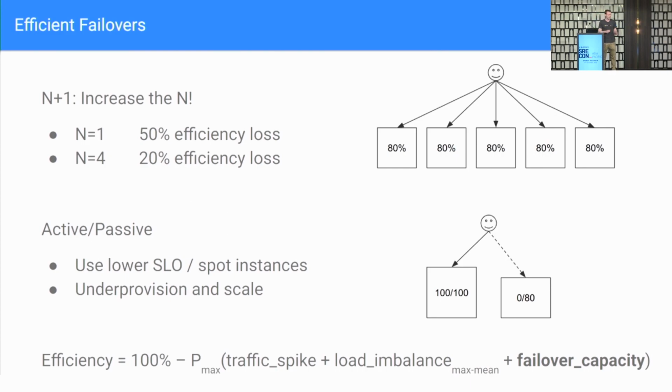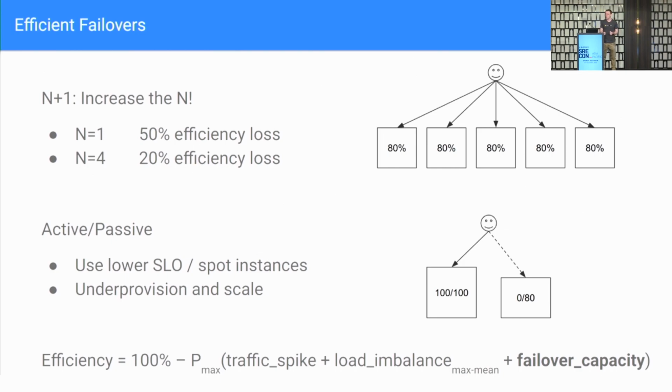If you are using an active-passive failover model, consider using instances for your passive zone that have a lower SLO, like spot instances. Or you can consider under-provisioning that secondary zone and relying on autoscaling to cover the extra gap. As you fail over, you autoscale up for that remaining amount. Consider these factors. How fast does your failover happen? It's probably not instantaneously. In the event of a network partition, does 100% of your load fail over, or only some?